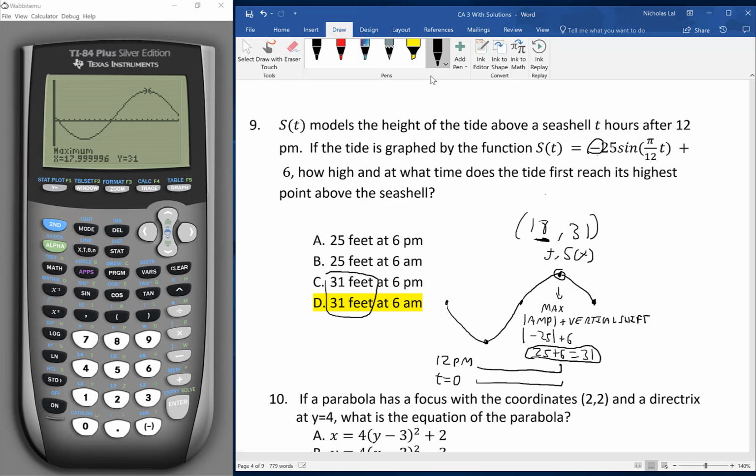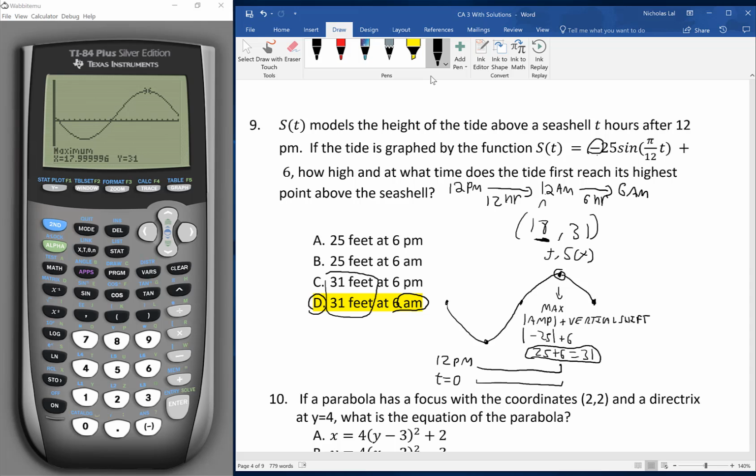And so what happens when you go 18 hours past 12 p.m.? When you start at 12 p.m., you go 12 hours, that gets you to 12 a.m. So we need to have another 6 hours to go. You go your last 6 hours, 12 a.m. plus 6 hours, that's going to give us 6 a.m. So our time is going to be 6 a.m. We're going to have answer choice D.